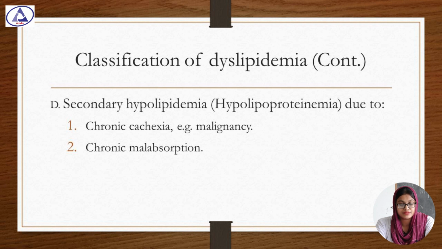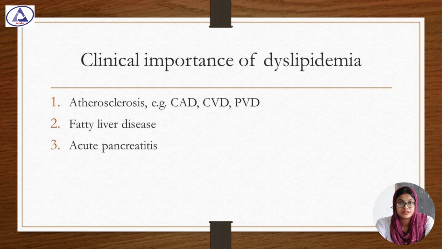Now, come to the secondary hypolipidemia. It is due to chronic cachexia, example, malignancy, chronic malabsorption. Now, come to the clinical importance of dyslipidemia. Atherosclerosis, for example, coronary artery disease, cerebrovascular disease, peripheral vascular disease, fatty liver disease and acute pancreatitis.